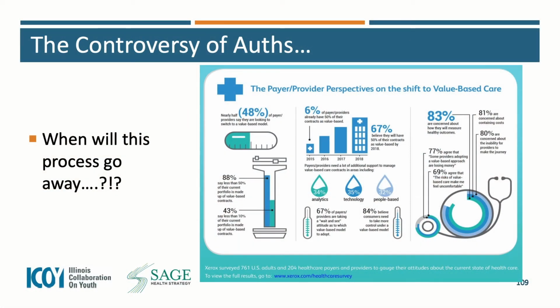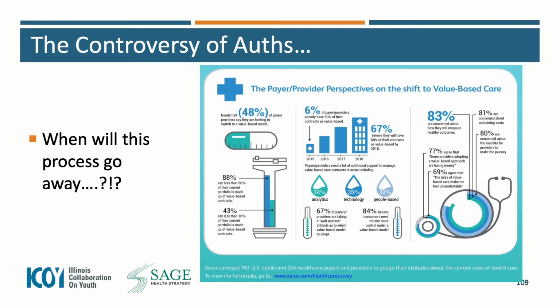So there is a controversy around auths. Again, I've been on both the provider and the payer side, so I'm well aware of the arguments on both sides. But this all boils down to that earlier conversation around risk. So when will auths go away? They'll go away as the risk transitions to different entities, right? Because right now the risk is with the MCO, so they are determining what does and doesn't require an auth.